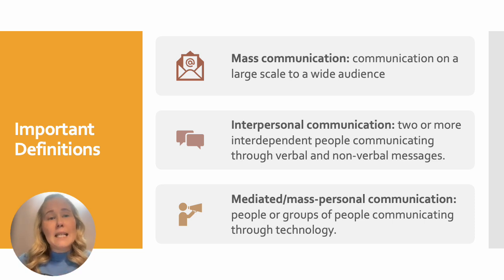Then we have mediated or mass personal communication, and this is when people or groups of people communicate through technology. Understanding what mediated communication is going to be especially important for this course because much of what we're talking about as it relates to mass communication is mediated communication, communication that's going to happen through multimedia, through different technologies, through different software.